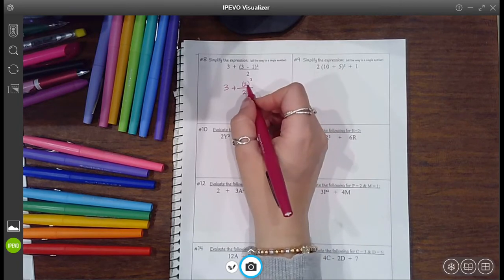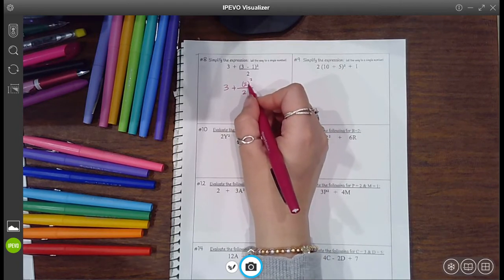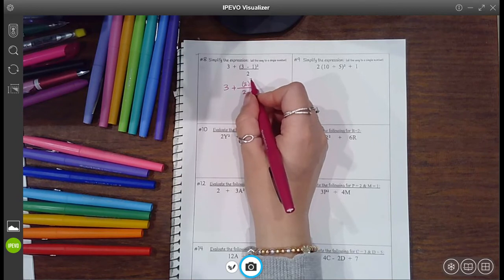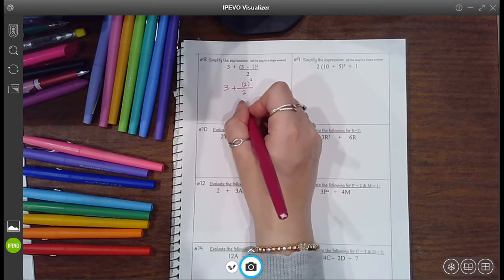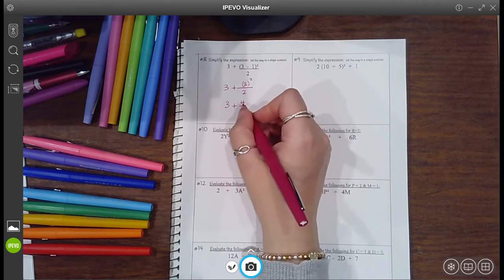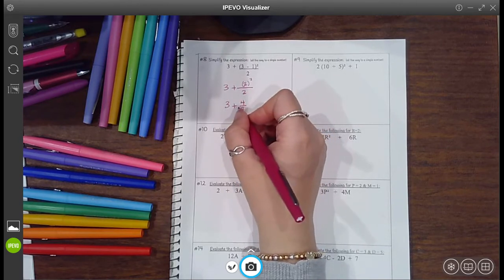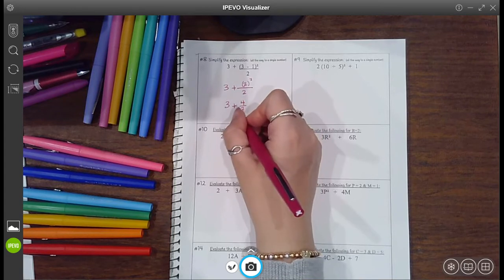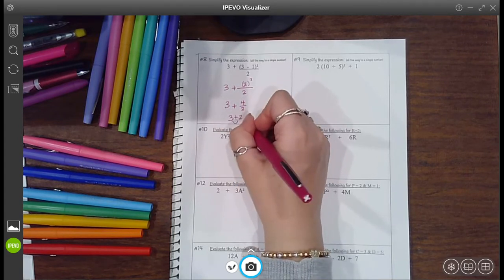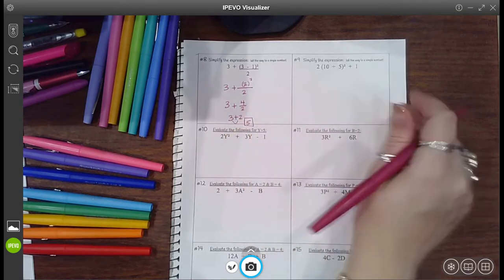Okay, now I still want to simplify this numerator, and it has an exponent. So 2 squared is 2 times itself 2 times. So 2 times 2 is 4 over 2 plus 3. And then this is saying 4 divided by 2. So that's 2 plus 3. And 3 plus 2 is 5. If you got that one right, good job.